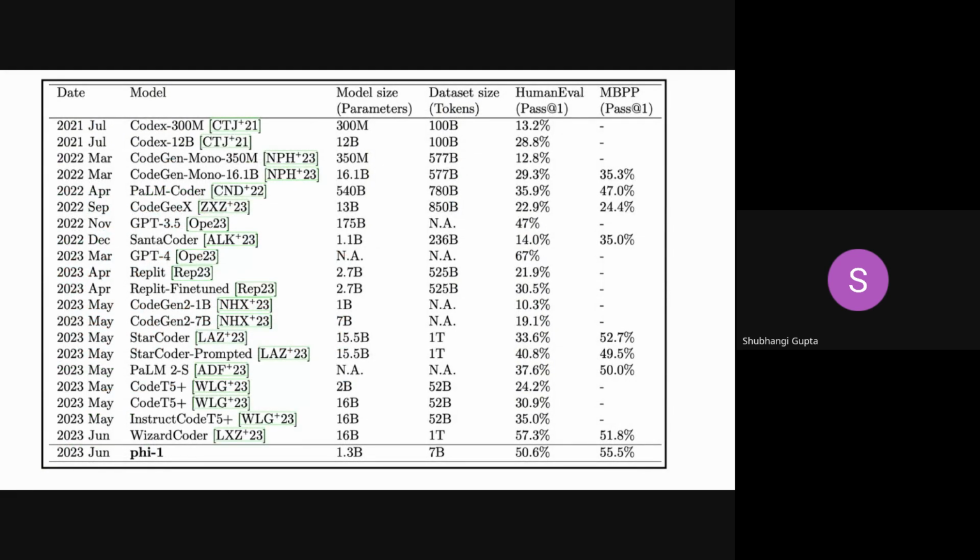Now let's look at the results of this tiny 1.3 billion parameter model. There have been two models that score more than 50% on HumanEval pass@1. That is the WizardCoder, which is 57.3%, and then there's GPT-4 that is 67%, right? But they are massively bigger and therefore much more expensive to train.